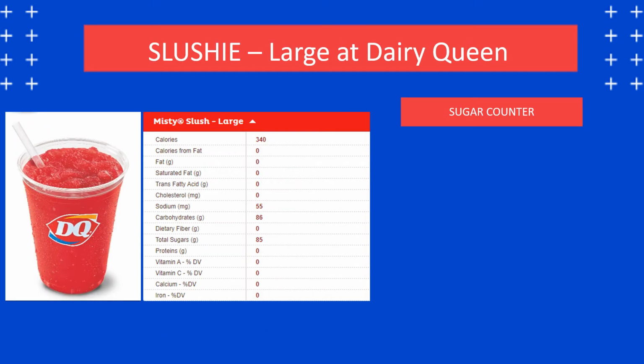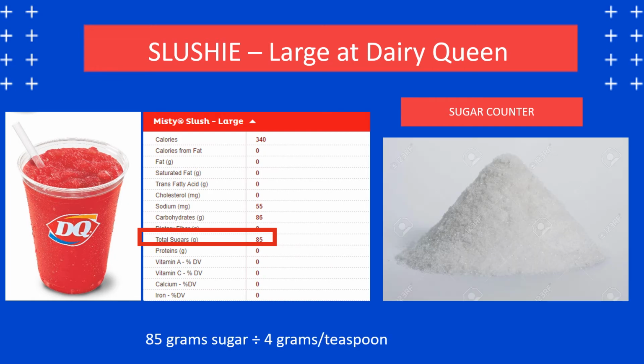Okay, let's look at a large slushie at Dairy Queen. I wasn't able to find the actual serving size, but I think we can all picture what it might look like. We've got 85 grams of total sugar in that slushie, which amounts to just a big pile of sugar. I didn't have enough space for all the sugar cubes. So that's 21 teaspoons of sugar.